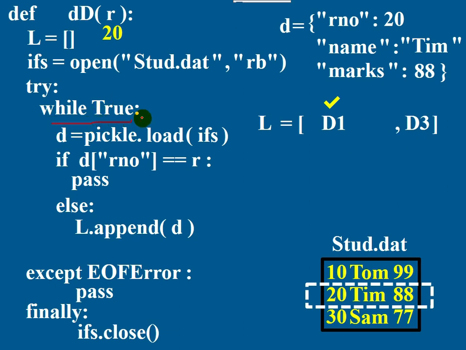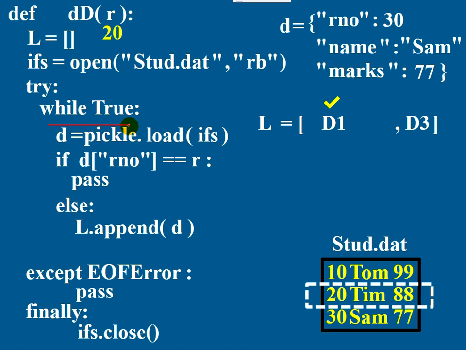Because of infinite while loop, the third dictionary retrieved from the file, your variable D points to the third dictionary. D of roll number, that is 30, in the third case 30 equal to 20, condition wrong, so control comes to else part. Why the condition was wrong? This is not the dictionary to be deleted, so control comes to else part. The dictionary is appended into the list, so the third dictionary comes in the list.